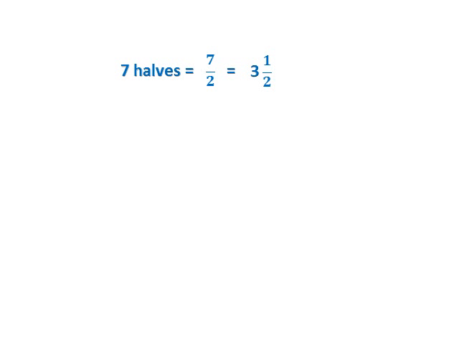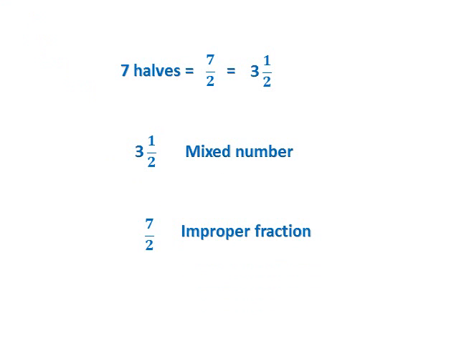Okay, the 7 halves is equal to 7 over 2 and also equal to 3 and a half. So you can see 3 and a half is from our previous lesson, a mixed number, and 7 halves is an improper fraction. So this is a little bit of an introduction to our lesson for tomorrow, which is how to change a mixed number into an improper fraction and vice versa.